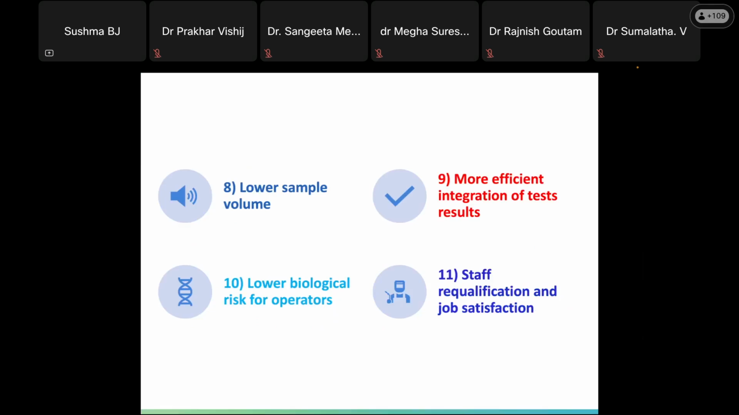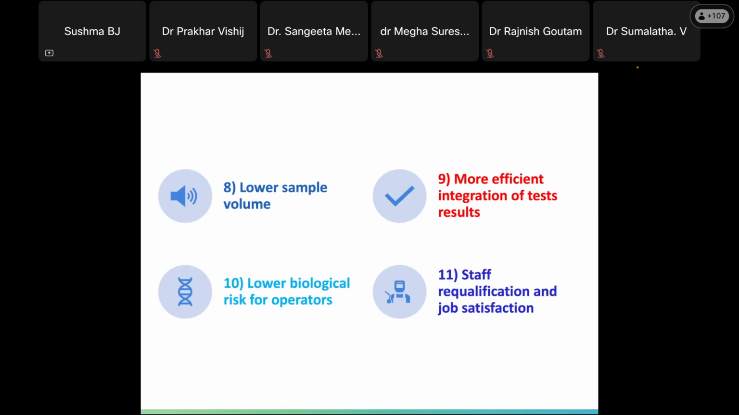And point number 8, lowers the sample volume. Unlike in manual testing and semi-automatic testing, where we require a quite higher volume of the sample, very few microliters of the sample would definitely be sufficient for the total automation process. And especially it will be helpful in children. Basically, we want to avoid double pricks in children and repeat samples. So it would be very advantageous.